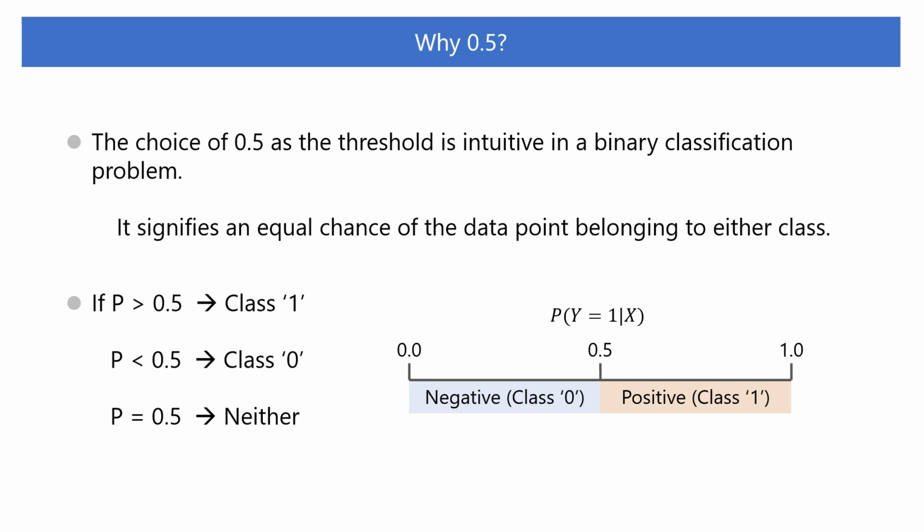So, what if the probability is calculated to be 0.5? In that case, the data point cannot be classified in either class, but the calculated probability is really exactly equal to 0.5.